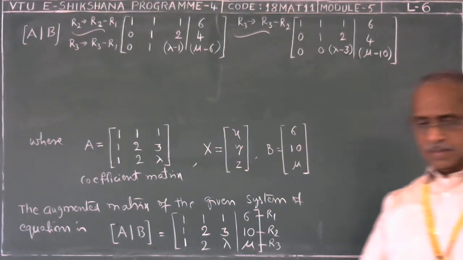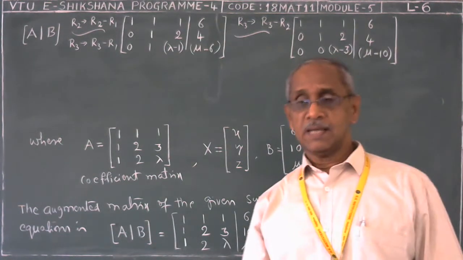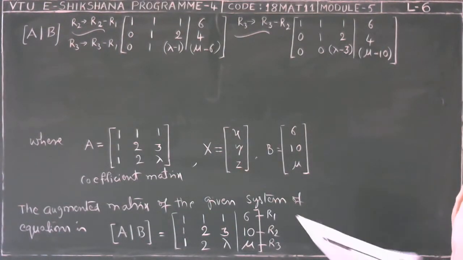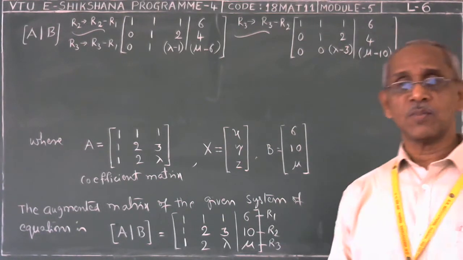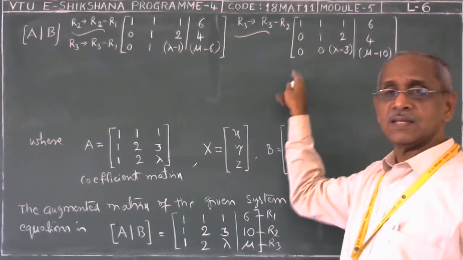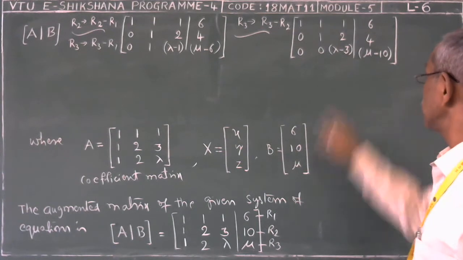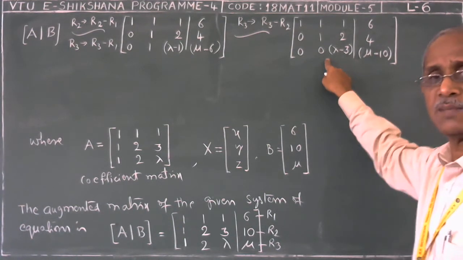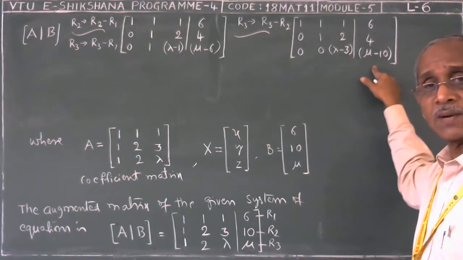So now, look at the question. For all values of lambda and mu, the system has a unique solution, no solution, or infinite number of solutions. Now for question number 1, for what values of lambda and mu does the system have no solution? That means the system should become inconsistent, that means the rank of the augmented matrix is not equal to the rank of the coefficient matrix. Such a thing will happen only when lambda is equal to 3 and mu not equal to 10.